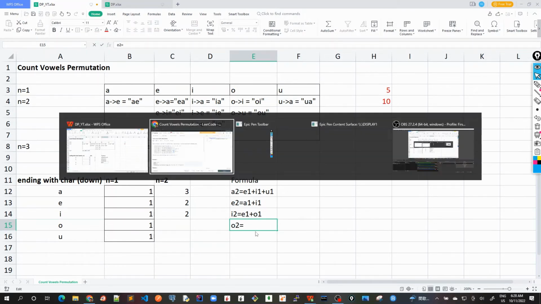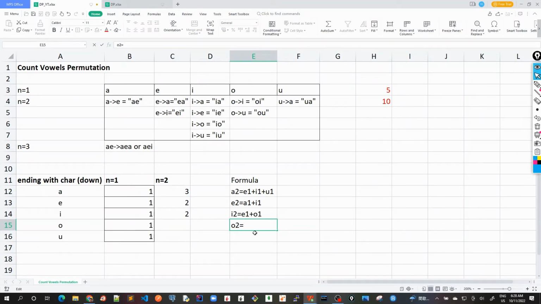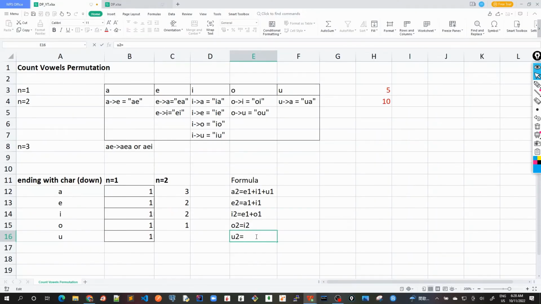Now for O2, we see that there are no rules except that only I can be followed by O, so it would be I1. It means that it would be 1. Similarly, the last one, U2. Let's see where we are following with U. It's I and O, so it would be I1 plus O1, which would be 2. And if you count all this, the sum would be 10.